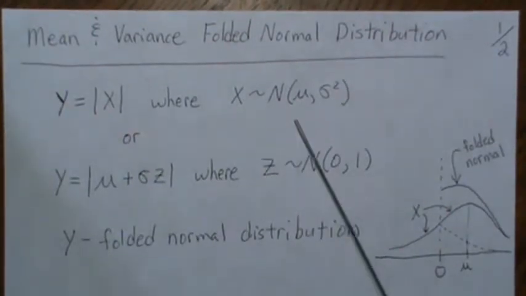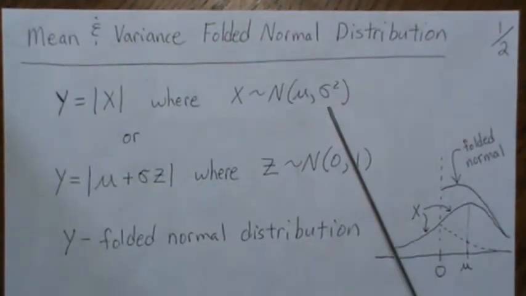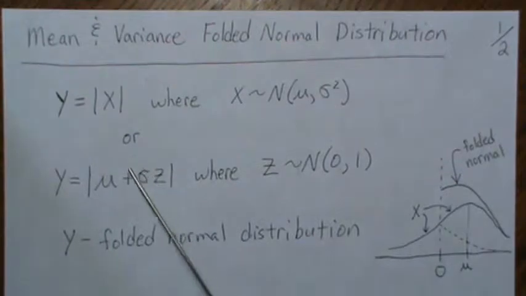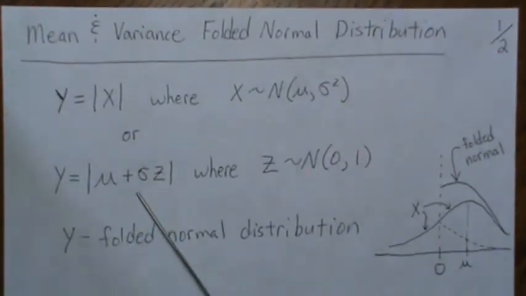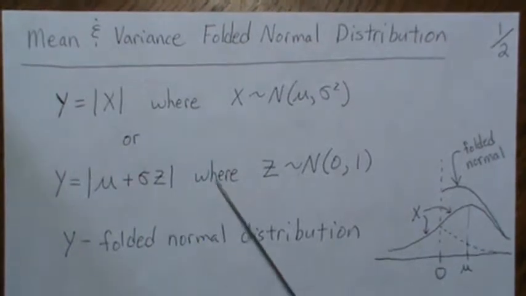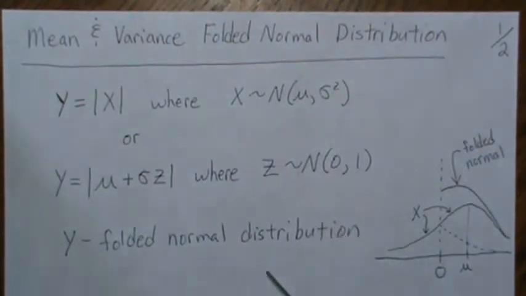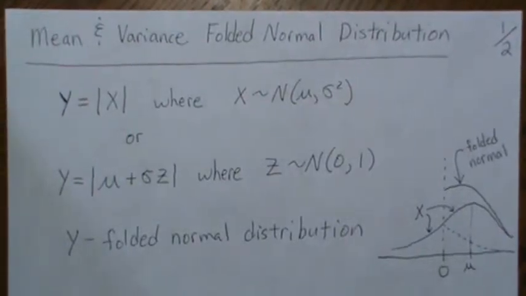Y is called a folded normal distribution if it's the absolute value of x, where x is a normal distribution with mean mu and variance sigma squared. Or it's often written like this, that y is equal to the absolute value of mu plus sigma z, where z is a standard normal. And again, y is the folded normal distribution.